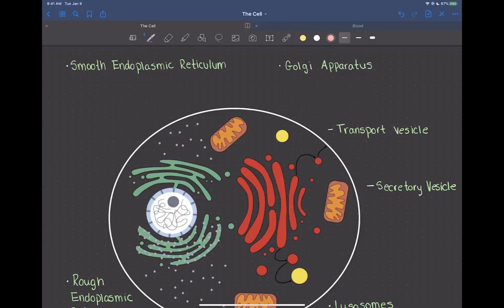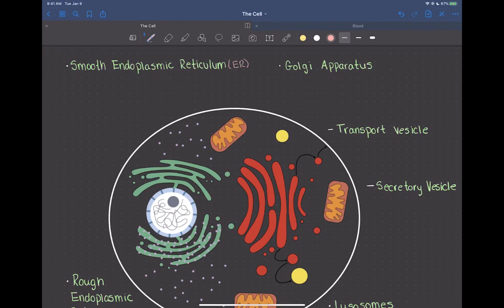Okay, so we're going to pick up where we left off talking about the different organelles in the cell. First we're going to talk about the endoplasmic reticulum. Frequently that's abbreviated ER, endoplasmic reticulum.